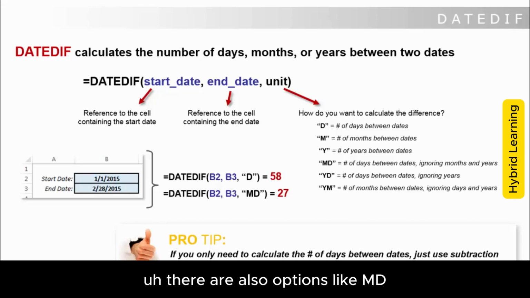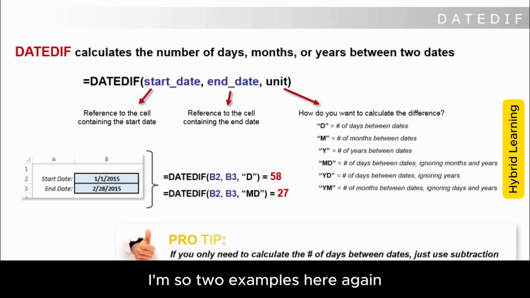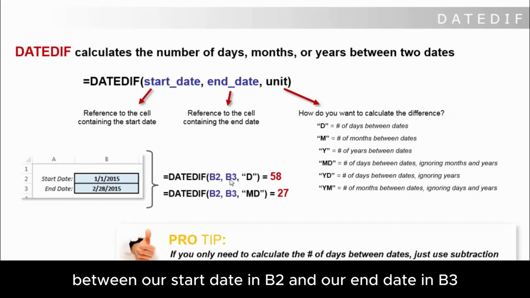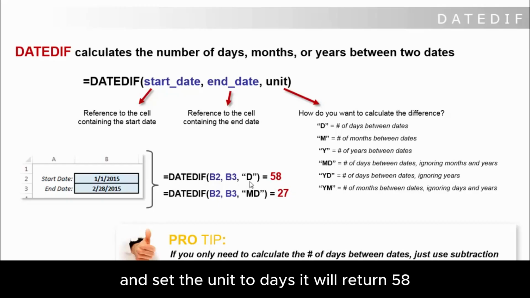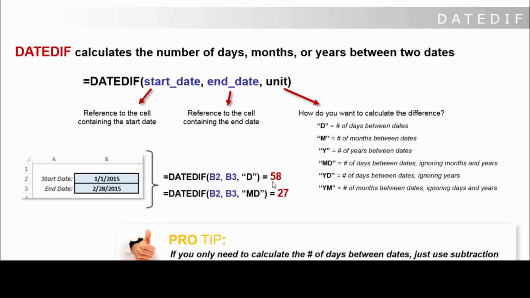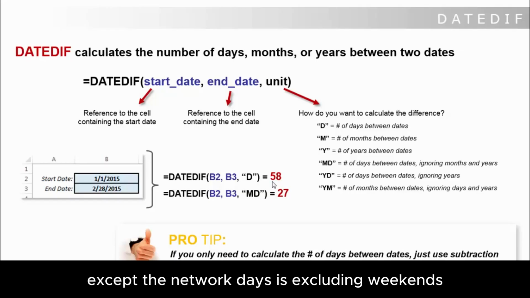There are also options like MD, YD, or YM, which will calculate these differences regardless of months or regardless of years. So 2 examples here. Again, we're looking at the same start and end dates that we used in the previous 2 examples. January 1st, 2015 is our start. February 28th, 2015 is our end. So if we set DATEDIF between our start date in B2 and our end date in B3 and set the unit to days, it will return 58 since there are 58 days between these dates. And note that this is functioning kind of like the NETWORKDAYS function, except NETWORKDAYS is excluding weekends.